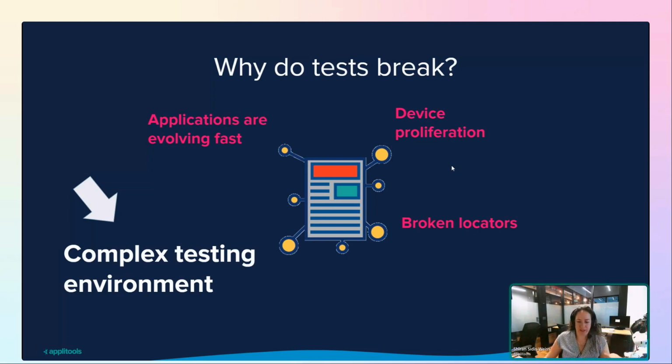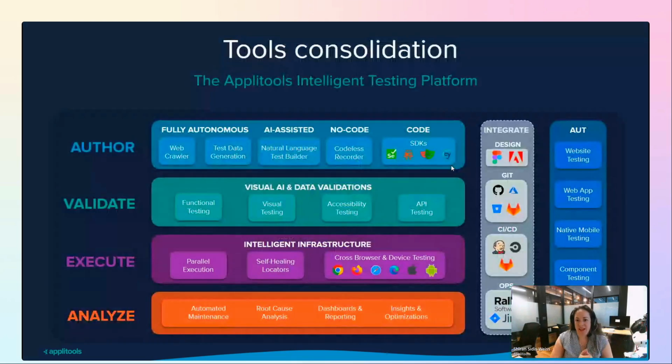So how do we do things differently? Tool consolidation. We actually created a platform, and we're back to square one, where we started with the actual testing platform. Our one-stop shop testing platform is basically one source of truth.